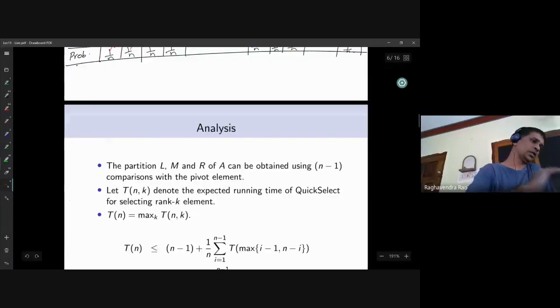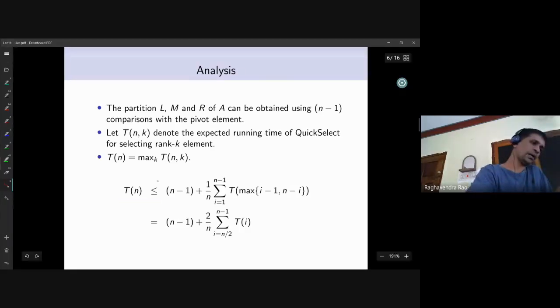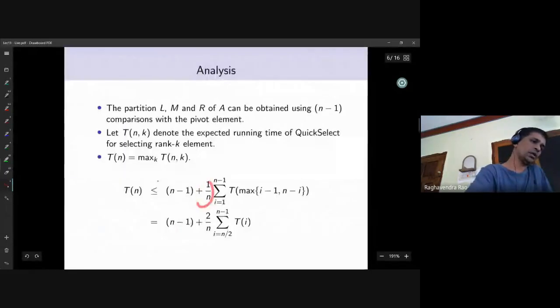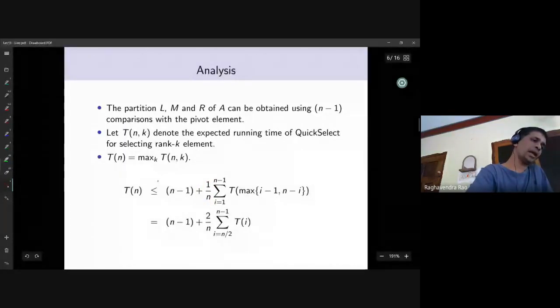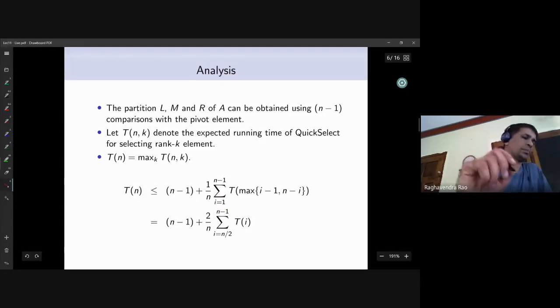Okay, good. So here is a formal expression. T of n is bounded by n minus 1 plus 1 by n. Remember that the pivot was chosen uniformly at random, so all of these table entries were 1 by n. The probabilities were all equal, so 1 by n comes out. So I just write this as T of max of I minus 1 comma n minus I. I minus 1 is the size of L, so this I is the rank of the pivot.